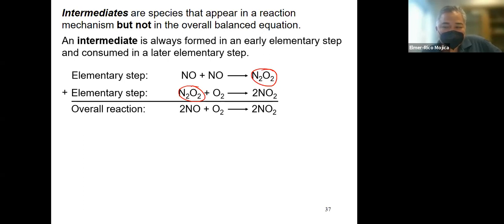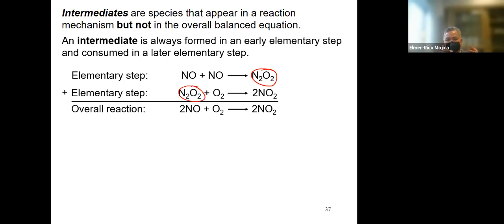Any one of you here taking Orgo after Gen Chem 2? Are you going to take Orgo? So in Orgo, you will have this so-called reaction mechanism. You will have this so-called arrow pushing or electron pushing. Okay.